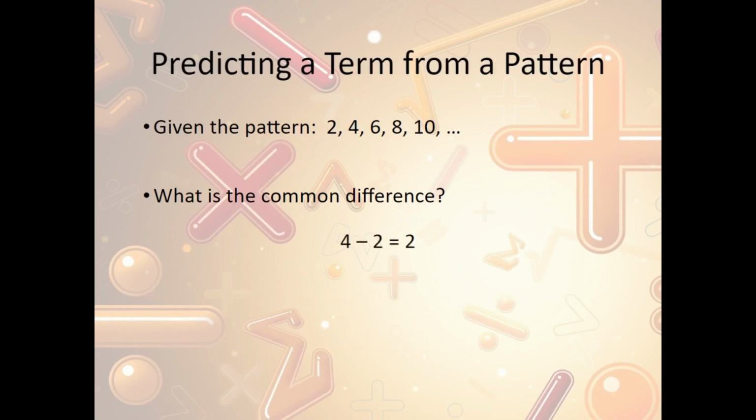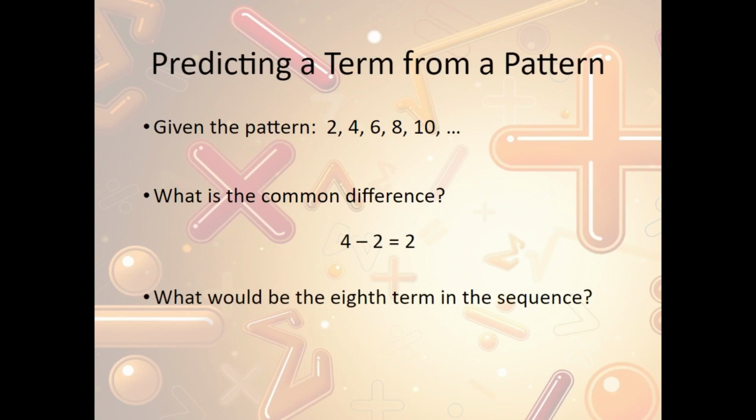Again, we have a situation where we know the common difference is 2. Now, what if I asked, what is the 8th term? We have 1 term, 2, 3, 4, 5. So we need 3 terms later. So we're going to go ahead and add 3 terms. We add 2 and 2 and 2, and we get 16. So we know that the 8th term would be 16.